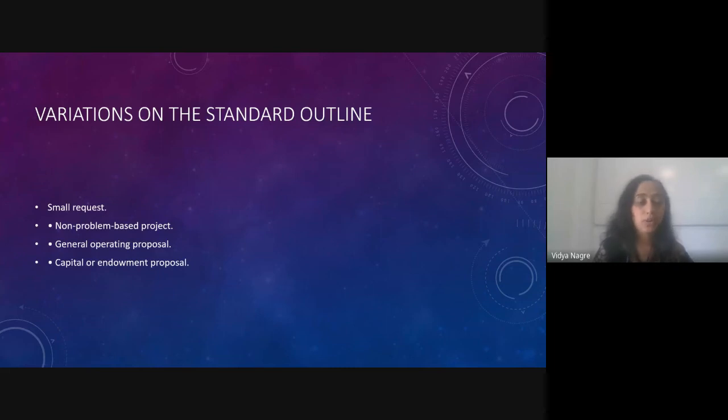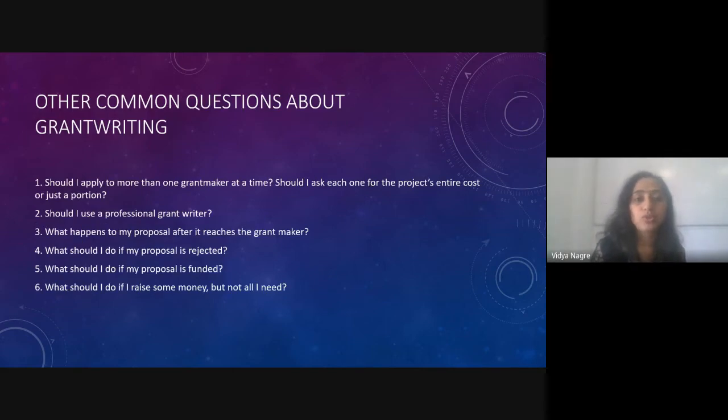Variations on the standard outline. If your project is from a technical or non-technical background, you can add a few points. For example, there are small requests or non-problem based projects. Some projects may not have a problem, right? Or general operating proposals, capital or endowment proposals, and so on. So accordingly, the overall skeleton that we have discussed may change.